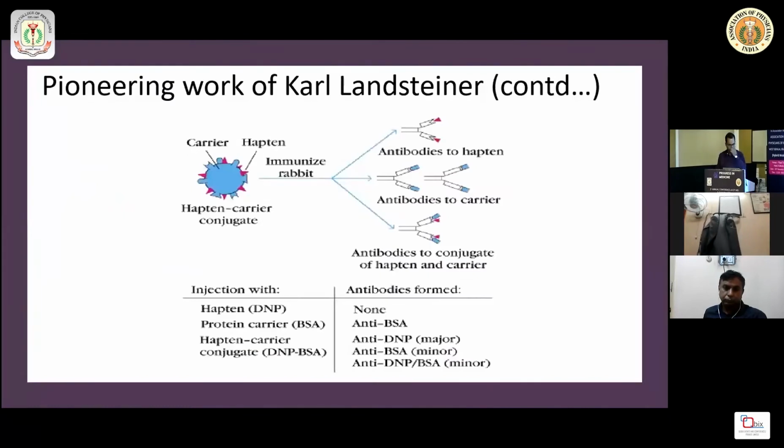As we can see from this slide, when a rabbit is injected with hapten, there is formation of no antibodies. But when a rabbit is injected with a protein carrier, anti-bovine serum antibody is produced. And when a rabbit is immunized with hapten carrier conjugate, it leads to the formation of anti-DNP, anti-BSA, and anti-DNP-BSA antibody.